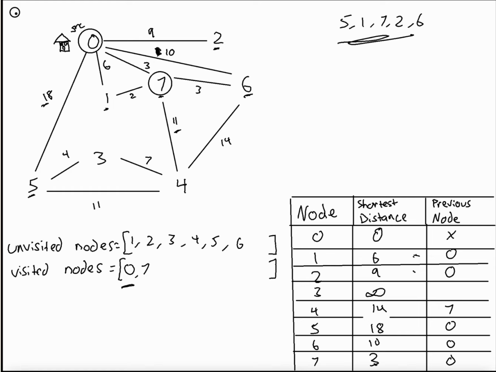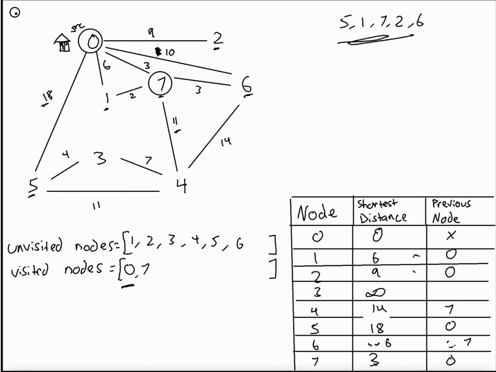Okay, so 7 allows us to go to 6 and 4. If we go to 7 with a distance of 3, and then go to 6 with a distance of 3, that gives us a distance of 6, which is better than this 10. So we can just put the 6 here, and we want to come from previous node 7. Let's see if I can rub this out a bit. All right, not the best.